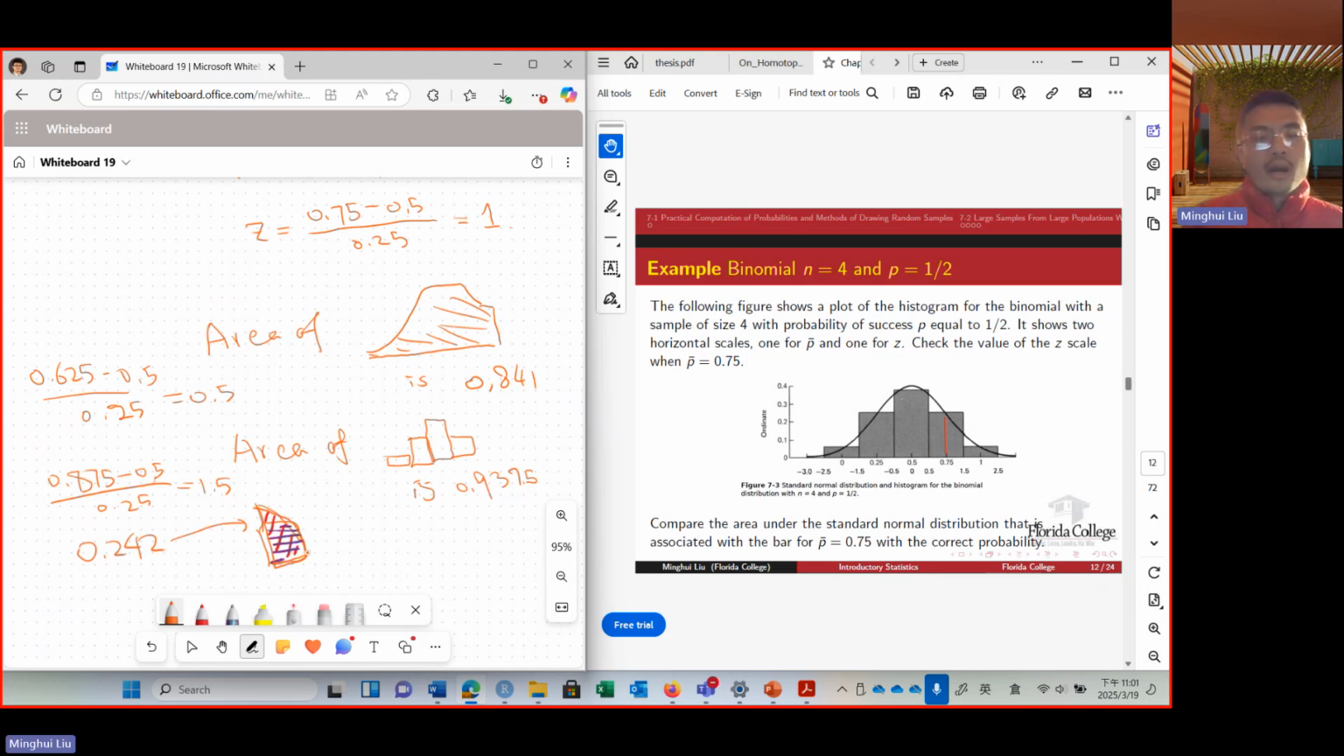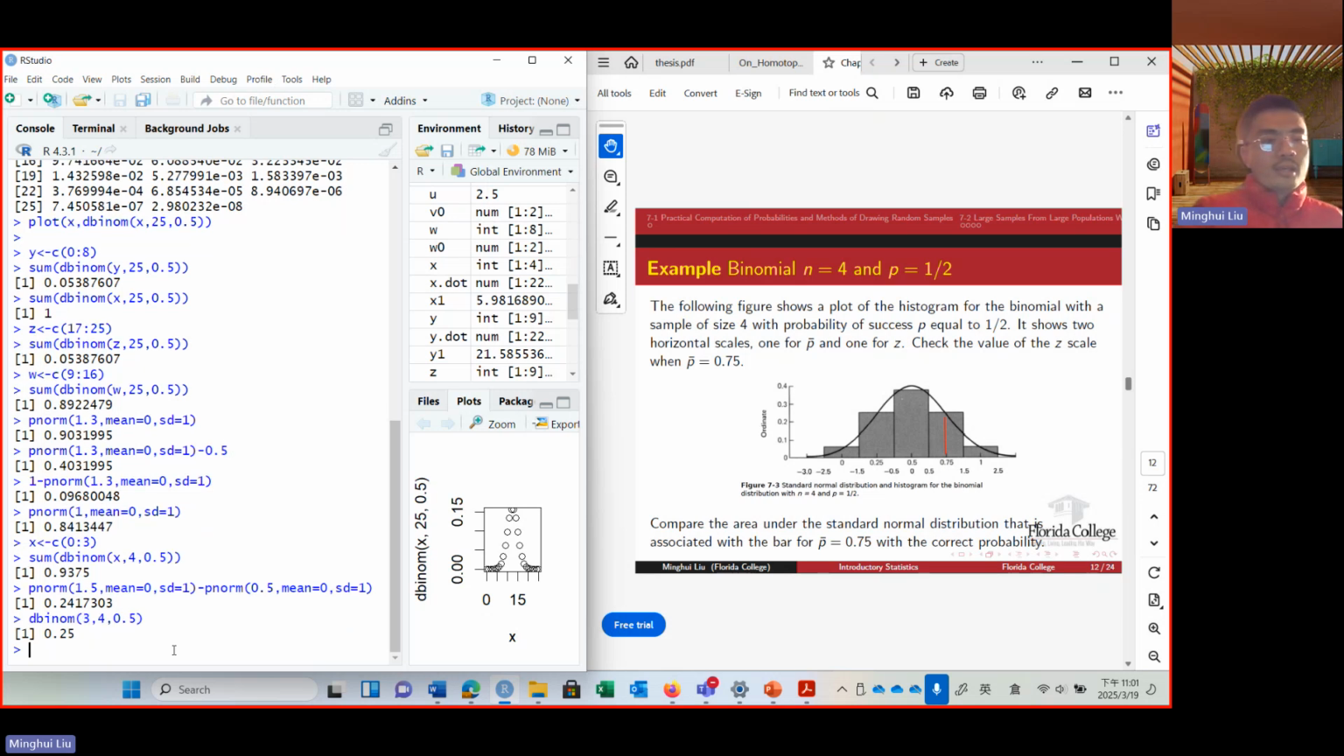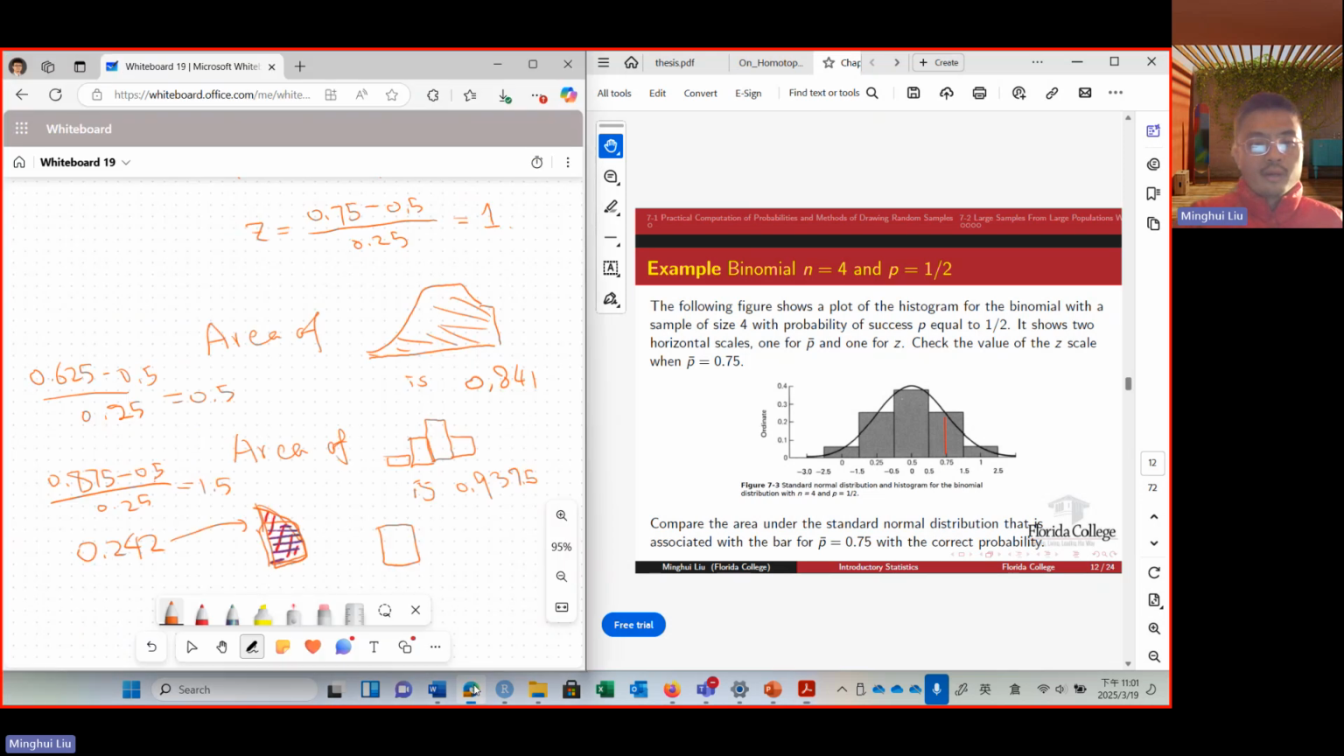Okay. And now, how about the fourth vertical bar? Again, you can use R to find out. You do the dbinom, and we don't need to do a sum because there's only one term. Here, the value of x is equal to 3. So we just do this. That's the probability of getting 3 heads. We're going to get 0.25. So you see these two values are really close to each other.